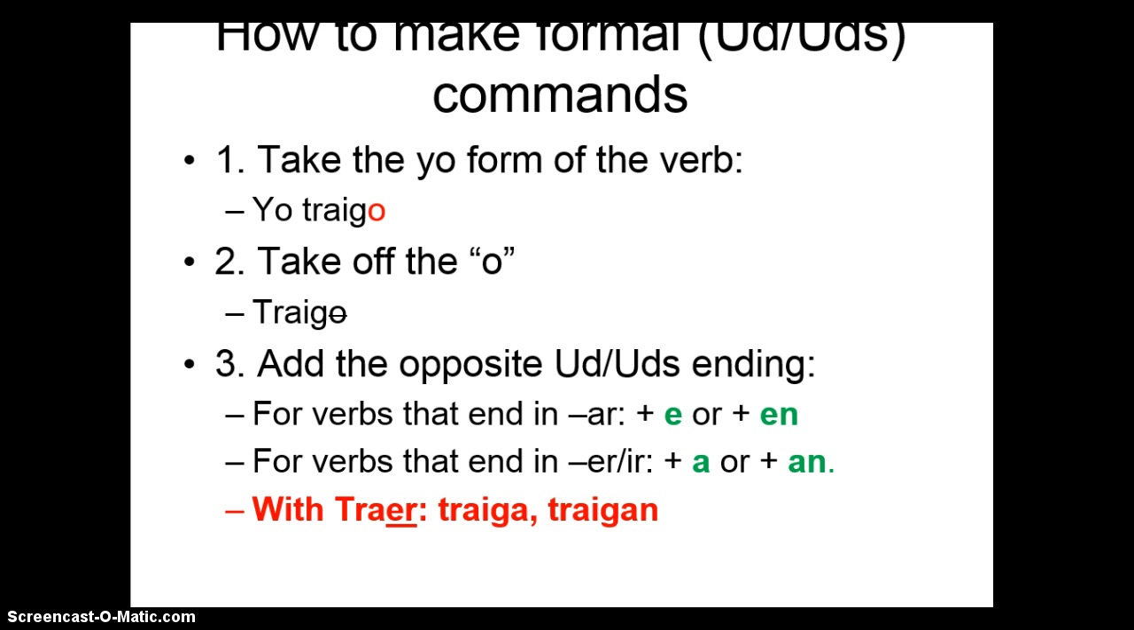So for verbs that end in -ar, you're going to add an e or en. For verbs that end in -er or -ir, you're going to add an a or an. So traer ends in -er. If we take the yo form, it's traigo. If we take off the o, at that point we're ready to add our ending. And since it ends in -er, we're going to add a or an. So we're going to get traiga or traigan.